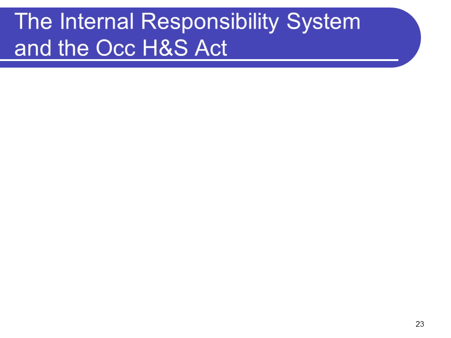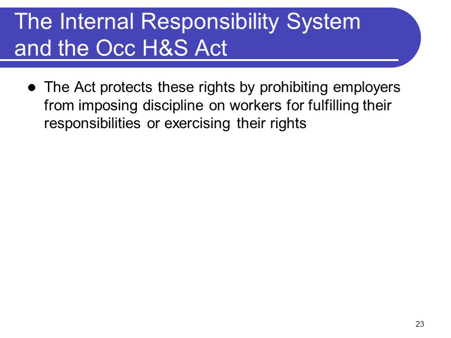The Internal Responsibility System and the Occupational Health and Safety Act. The Occupational Health and Safety Act protects these rights by prohibiting employers from imposing discipline on workers for fulfilling their responsibilities or exercising their rights. Basically, companies can't discipline employees for exercising the 3 rights.